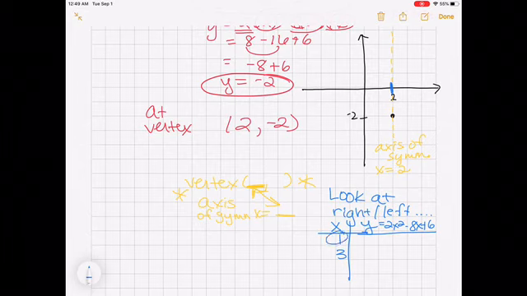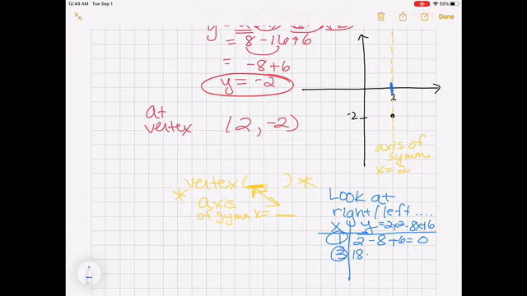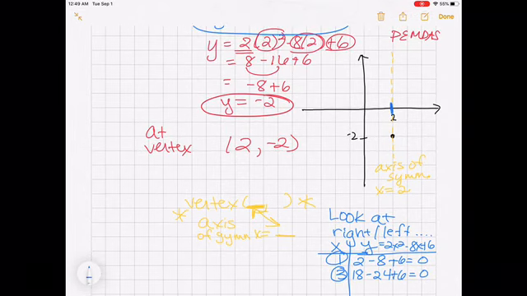Let's just plug these values in for x. So 1 squared is 1 times 2 is 2, minus 8 times 1 is 8, plus 6. And we get 0. And then we plug 3 in here. So we go 3 squared is 9 times 2 is 18, minus 8 times 3 is 24, plus the 6. And we also get 0. So that's kind of fun because we know those points are (1, 0) and (3, 0). And we can finish out that parabola.